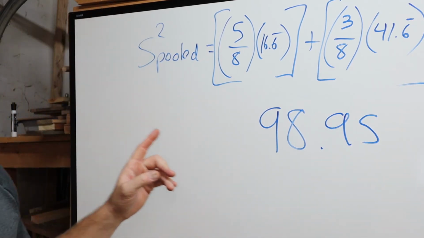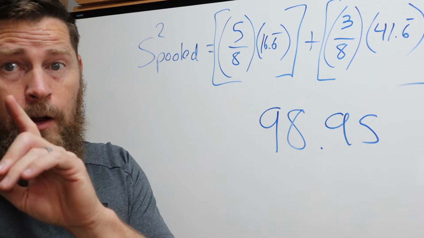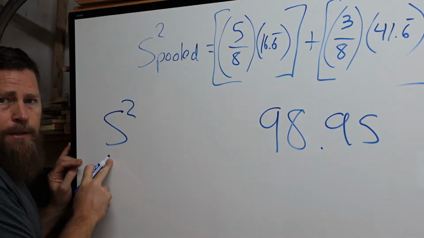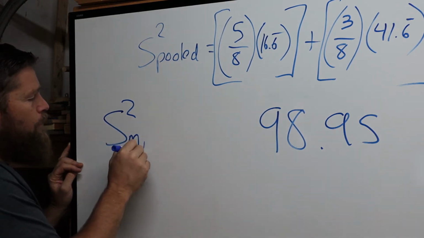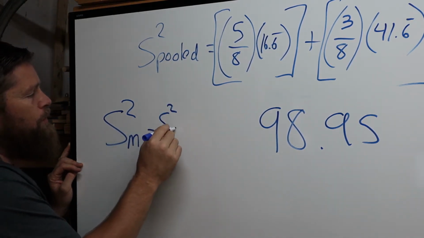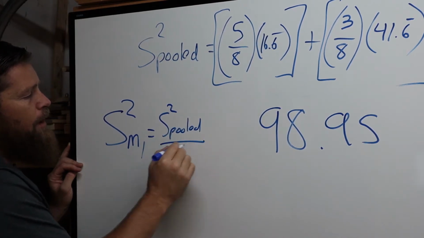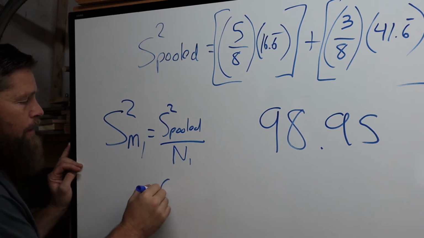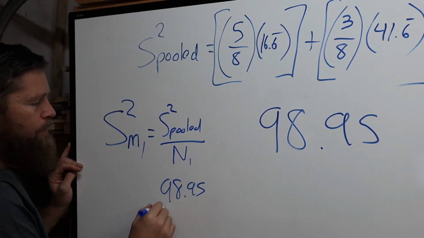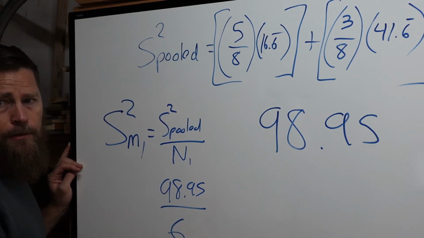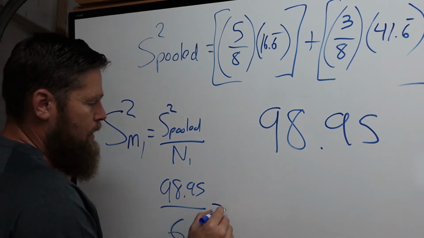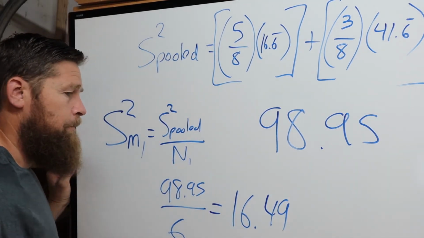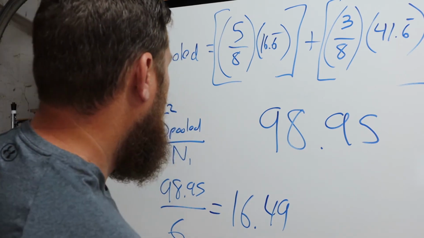Now what? We have that, but we have to take into account how large each of our groups are. So to create the unbiased estimate for the population variance for group 1, we're going to take S2 pooled and we're going to divide it by n for group 1. In our case, 98.95 divided by, we had 6. So when we do that, it tells us that the S2 for group 1 is 16.49. Now we need to do that for group 2.